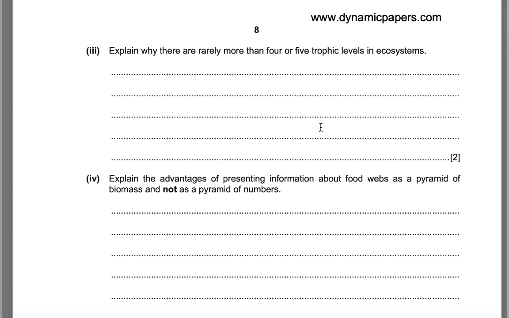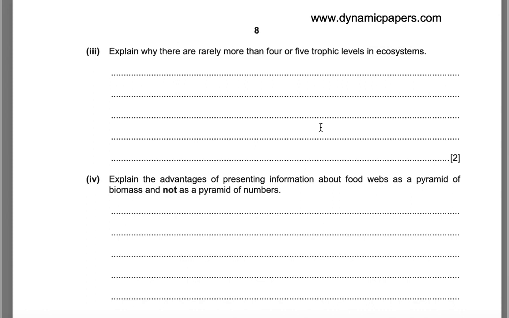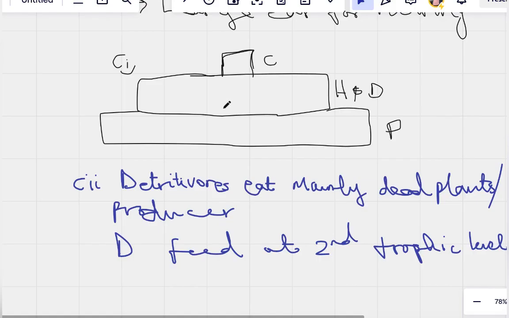Okay, we go to C Roman figure 3. Explain why there are rarely more than 4 or 5 trophic levels in an ecosystem. Why do we barely have more than 4 or 5 trophic levels? Okay, you know why? Little energy is transferred from one level to the other. You know, it's about just 10%. So if I have 1 million or 100,000 joules of energy, only 10% will be transferred to the next level.